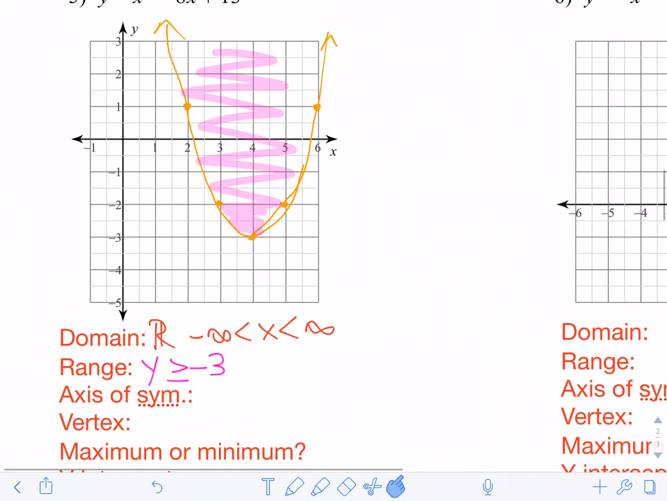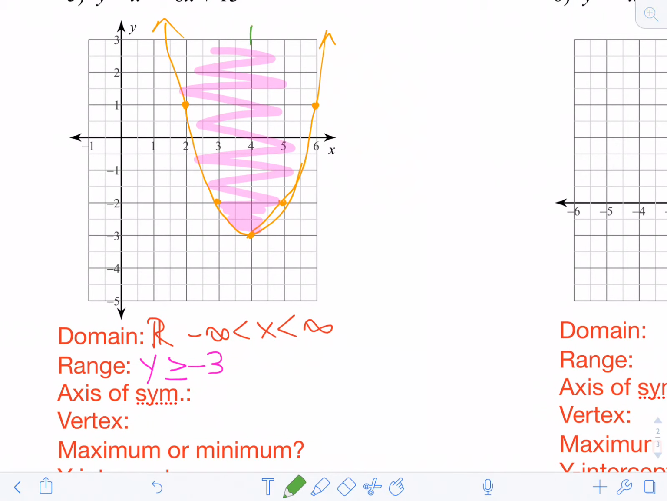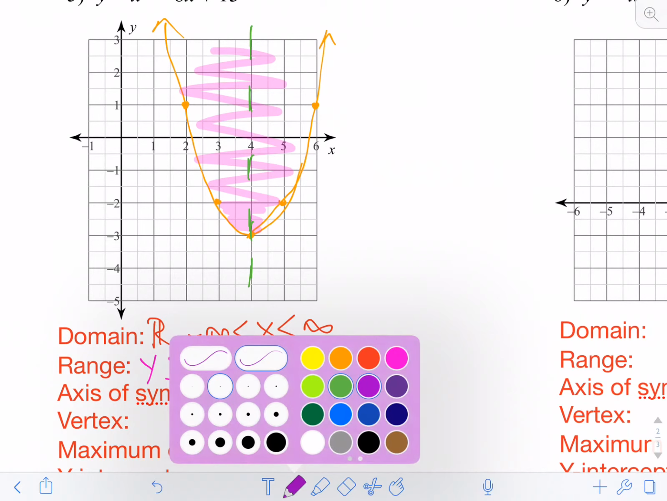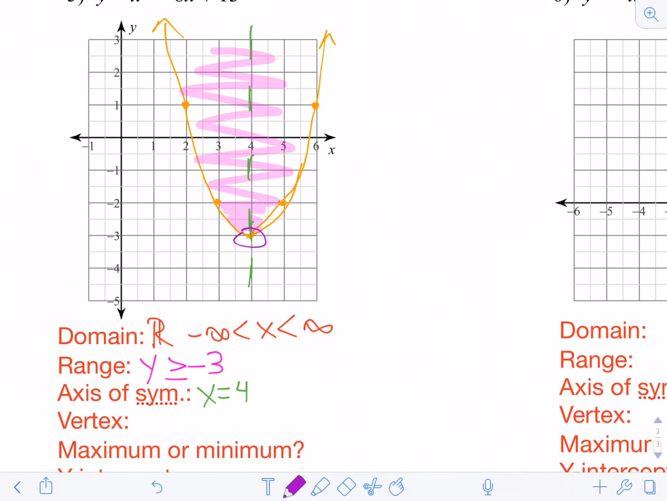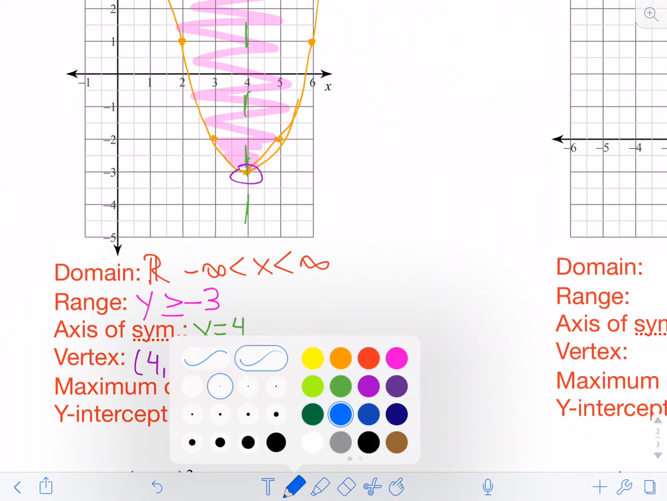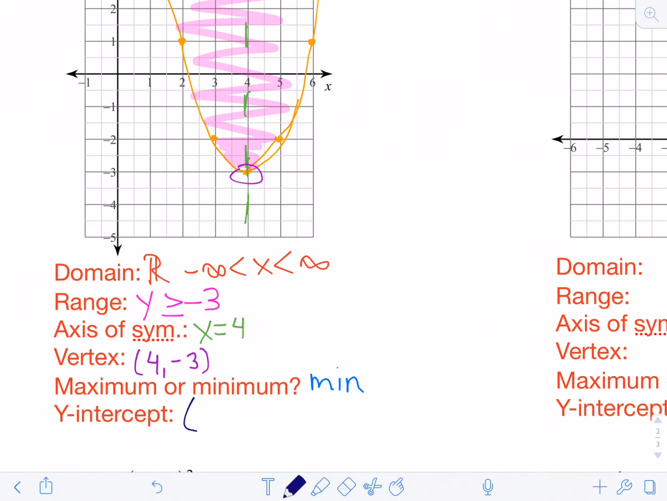Axis of symmetry is where I'm going to cut this graph right in half. Cut the graph right in half here at x is equal to 4. Then I have my vertex. That's either the highest or lowest point on the graph. Here it's the lowest point, and that is at 4, negative 3. Since it is the lowest point, that is called your minimum. If it was the highest point, that is your maximum. The y-intercept is not on this graph, but if I go to my table and look at when x is 0, my y value is 13.